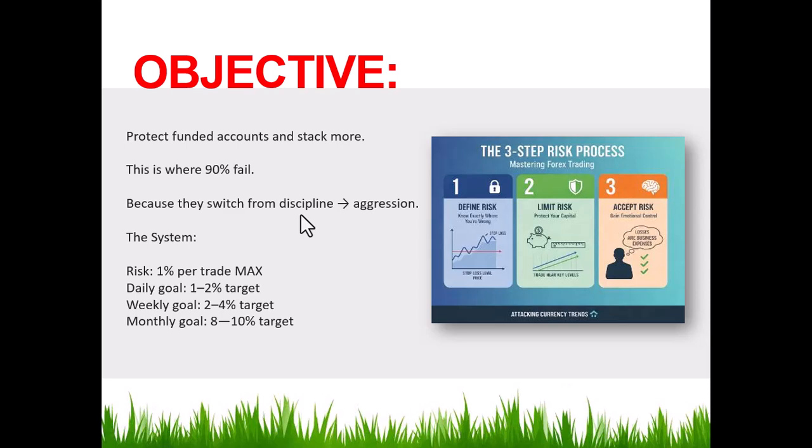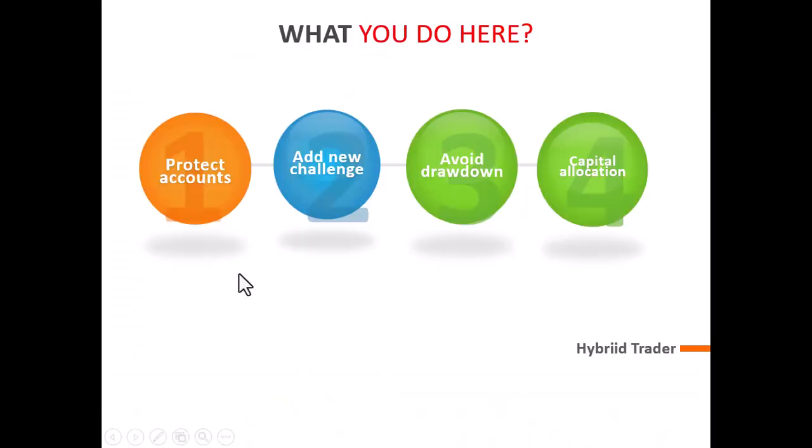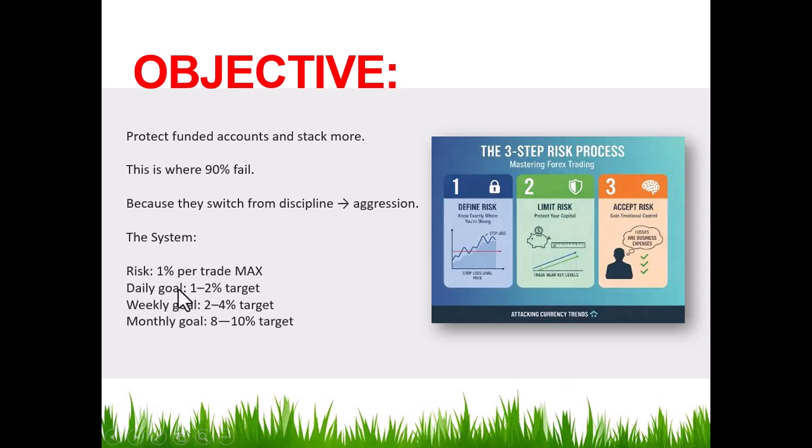The foundation stage, right? So basically, you'll be focusing on risking 1% per trade maximum, then your daily target. Your daily target should be either to make 1% to 2%. Your weekly target should be either to make 2% or 4% maximum. Then your monthly target should be either to make 8% or 10% every single month.